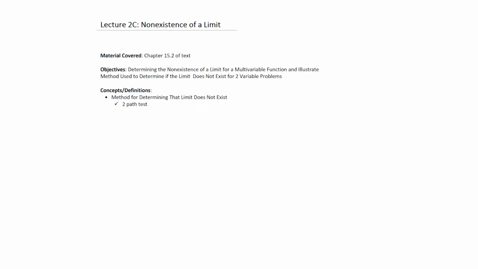There's some guesswork involved because you have to assume one or the other and determine which approach to take. Clearly, if you fail at one, it's probably the other. So again, this material is from chapter 15.2 of the text. The objectives here are determining the non-existence of a limit for a multivariable function and illustrating the method used to determine if the limit does not exist for two variable problems. We're going to be focusing on the two-path test, which is basically a contrapositive proof.